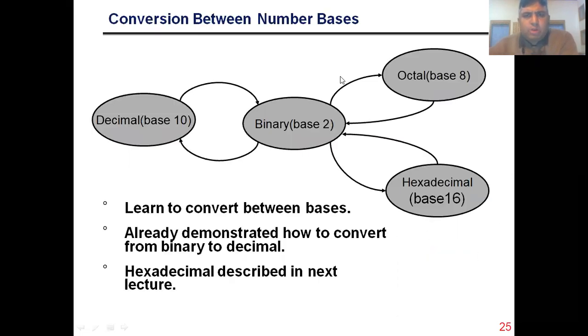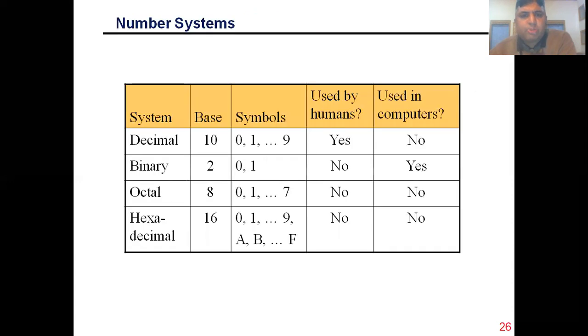Okay, conversion between number bases. A decimal number can be converted into base 2, or base 2 can be converted into decimal. Similarly, binary can be converted into base 8, or base 8 can be converted into base 2. Or similarly, a hexadecimal number can be converted into base 2, or base 2 can be converted into hexadecimal. We will learn how to do these interconversions between number systems in a coming lecture.